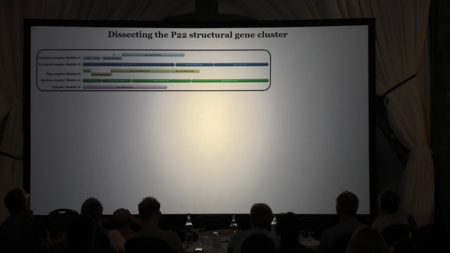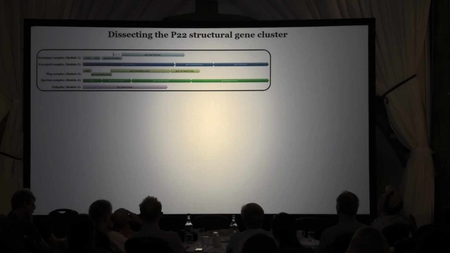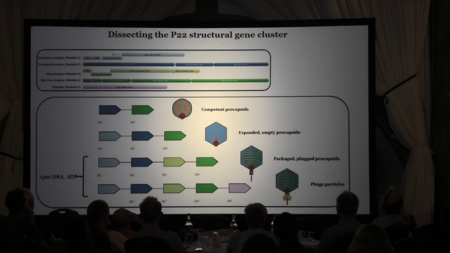And it's this work where I dissect the structural genes into functional modules, where some of this other work has kind of popped out. For example, module 1 here is the terminase complex and other genes that are upstream of those. Module 2 is the typical procapsid complex, so coat protein, scaffolding protein, and portal protein. And then I've got a plug complex, an ejection complex, and the tail is on its own separate operon in the P22 genome.